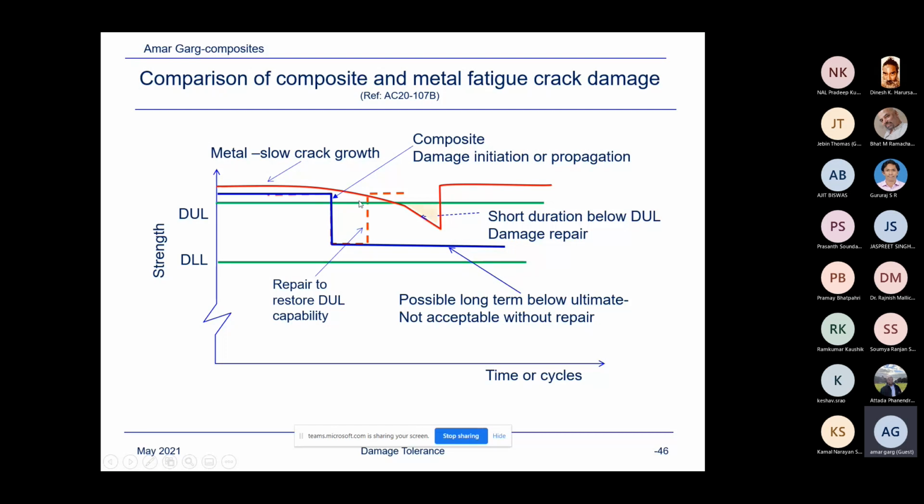In composites, sometimes it may so happen that instead of slow crack growth, the damage suddenly occurs. Damage initiation, propagation, load capability drops. Now, you can't afford to have a long duration below ultimate; that is not acceptable without repair. So for a short duration, probably it might be acceptable, and then the repair has to be done. Now, this is a sudden jump.